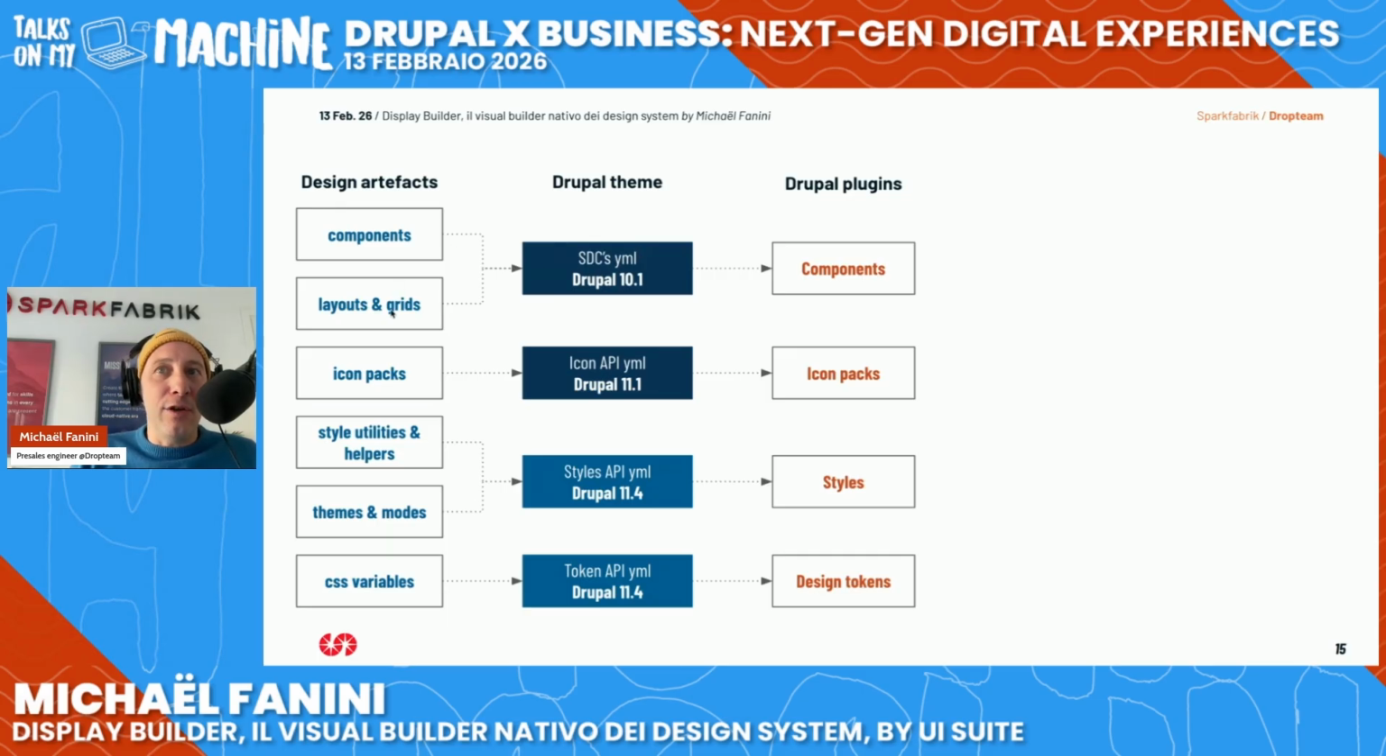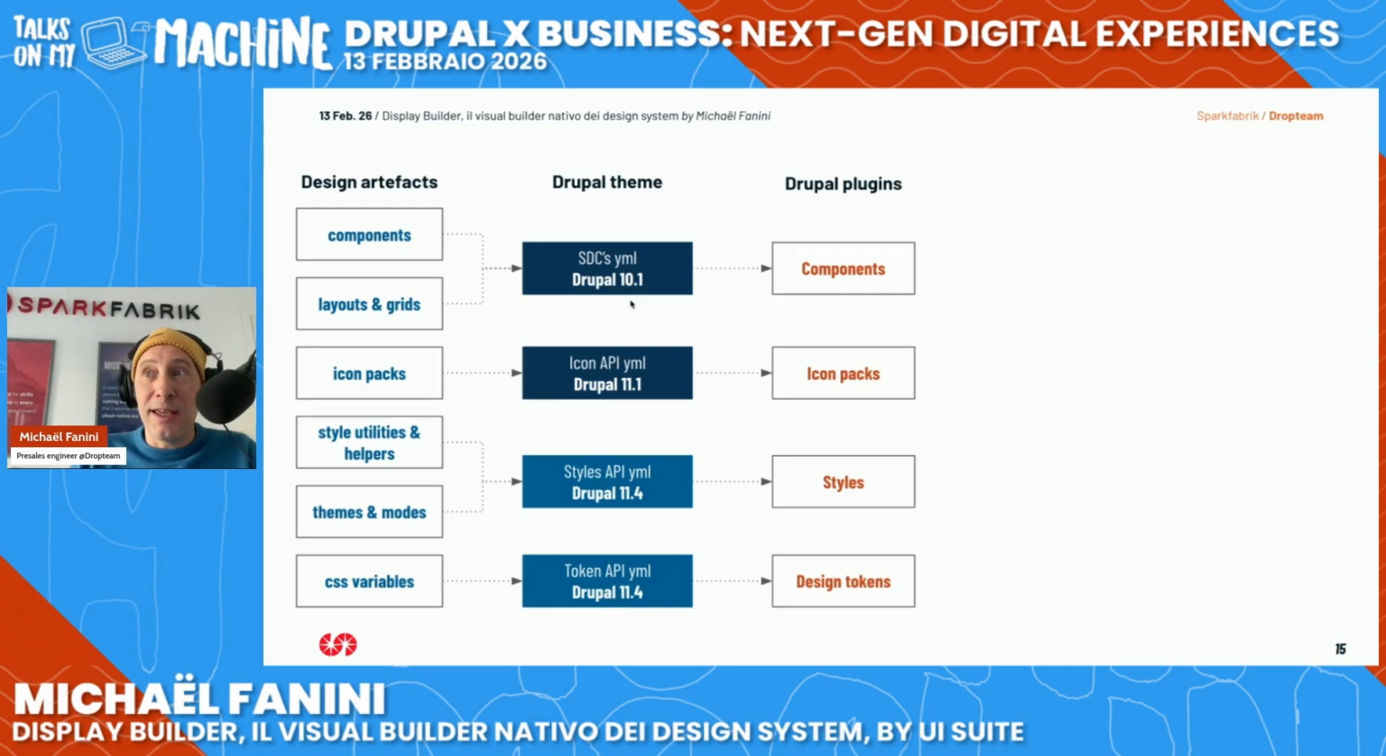For components and grids and layouts, we have SDC. For icon packs, we have the icon API, which was introduced in 11.1. And then the style API and token API, we have them already thanks to the modules of the UI Suite ecosystem, UI Styles and UI Skins. But soon we will translate these APIs to Drupal core. And then we will have a full dark blue schema here. These APIs are generating plugins, one for components, one for icon packs, one for styles, and one for design tokens.